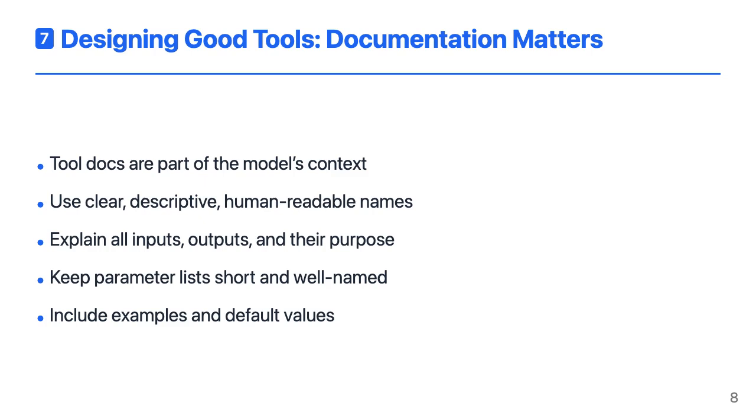Tool documentation isn't just for human developers. It's literally what the model sees when deciding which tool to call. That means names should be clear and specific, like create critical bug in Jira with priority instead of update Jira. Every input and output needs a plain language description, not just a type. Long, cryptic parameter lists confuse models, so keep them short and well-named. Examples are especially helpful for edge cases and tricky distinctions. And when you use default values, document them clearly so the model can rely on them safely.